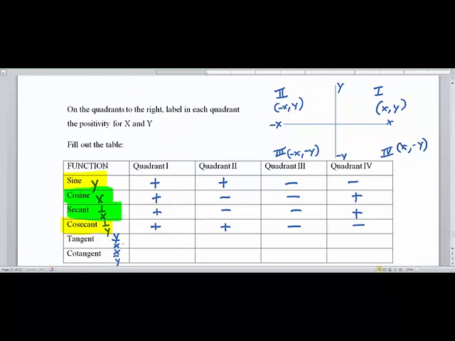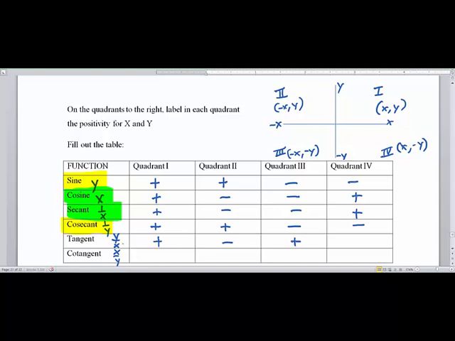How about tangent and cotangent? Well, y divided by x, so positive divided by positive is positive, and positive divided by negative is negative. Sorry, I didn't see my positive didn't get made there. So again, positive divided by positive is positive. Positive divided by negative is negative. Now in the third quadrant, negative divided by negative is positive.